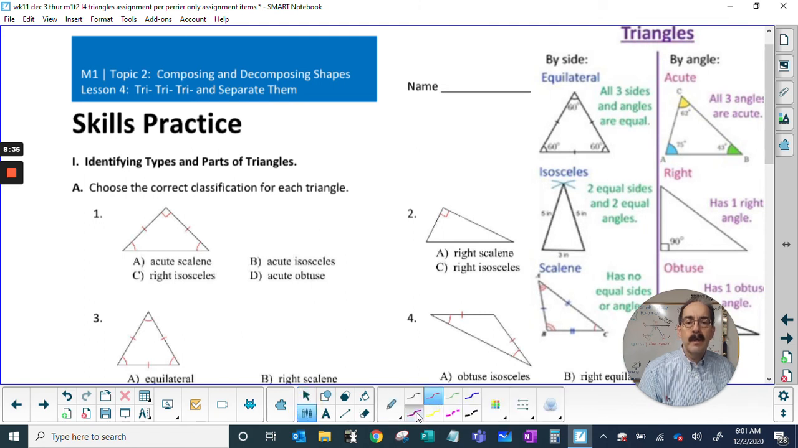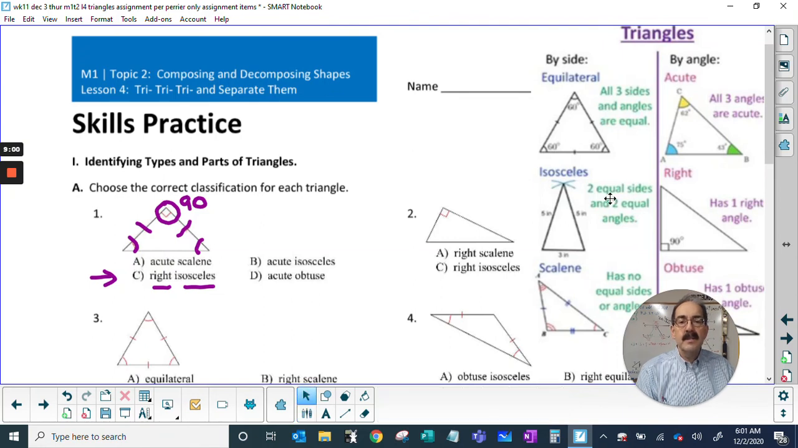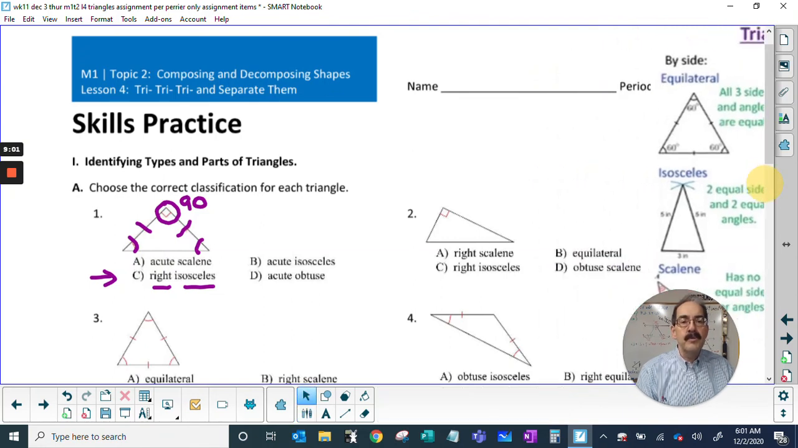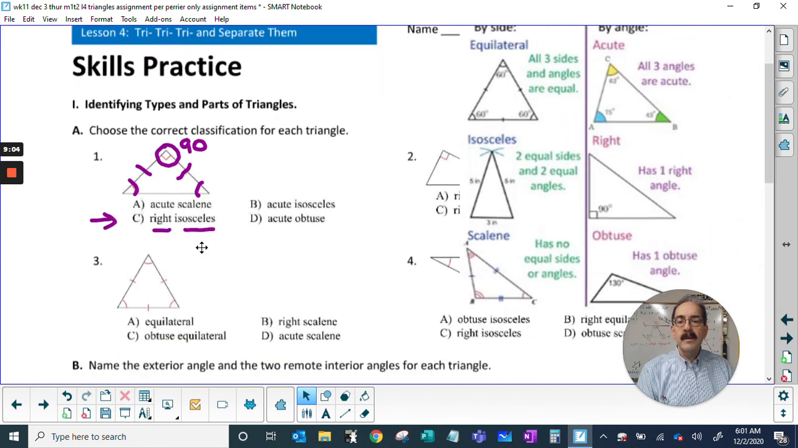We have a right isosceles. These two hash marks mean two sides are equal. This means 90 degrees. And base angles for an isosceles. Since this is our practice, I'll skip number 2. You do that one. Let's go down to number 3.